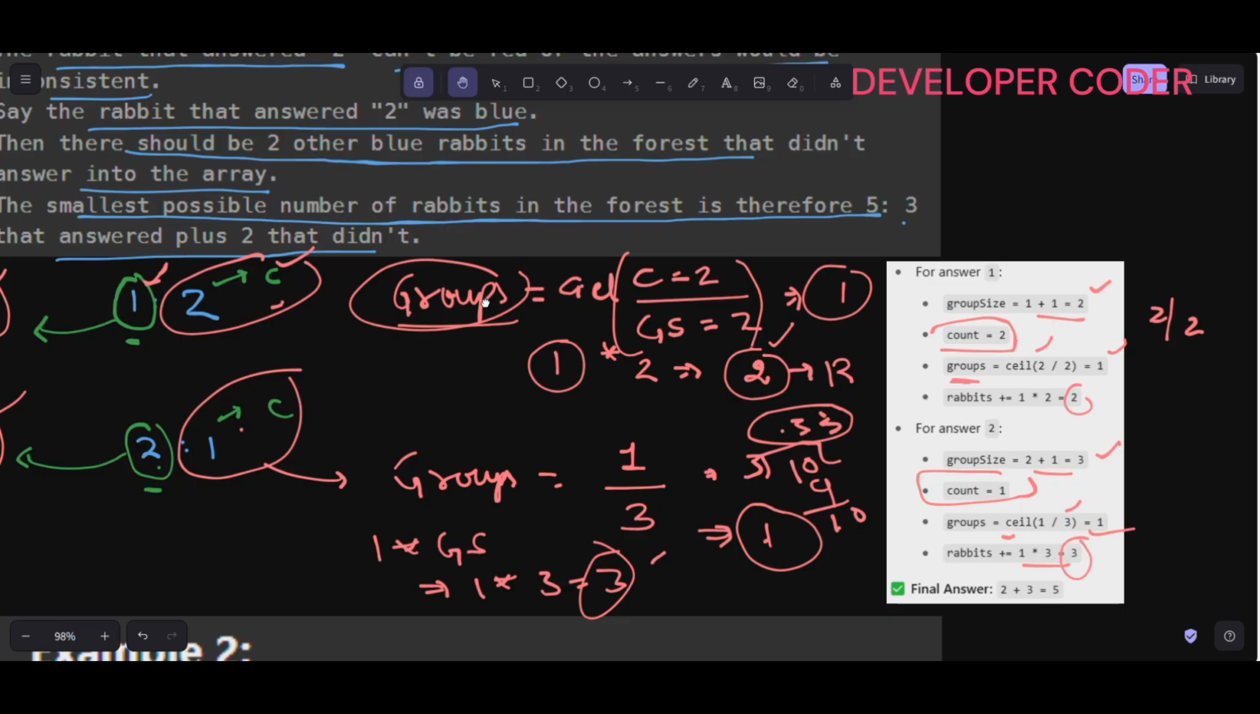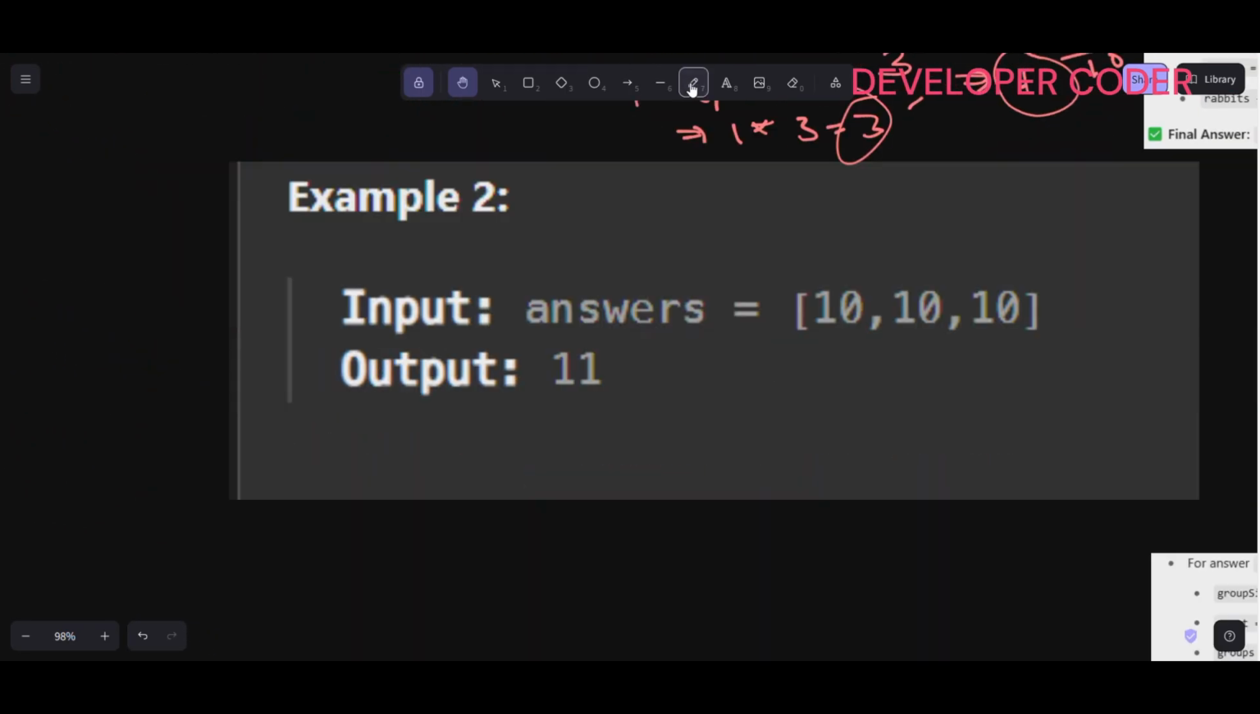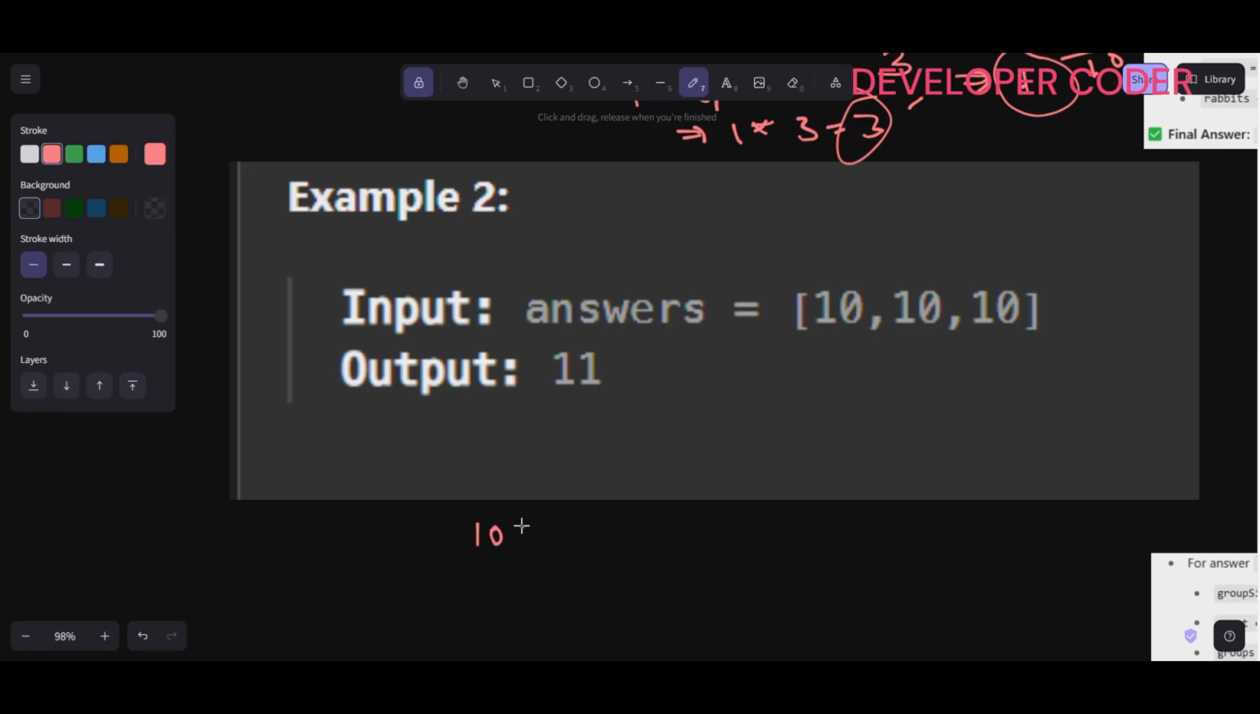Now let's move to example number 2. So now see here, 10 frequency you are going to get as 3. Here calculate the frequency, 10 3. Now what does this mean? So single rabbit. Rabbit at index 0 is saying that other than him there are 10 more rabbits having the same color. This is what rabbit 0 is saying.